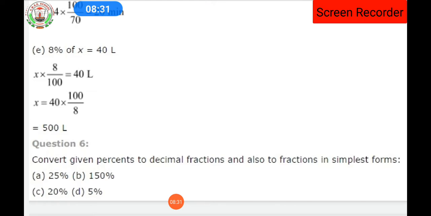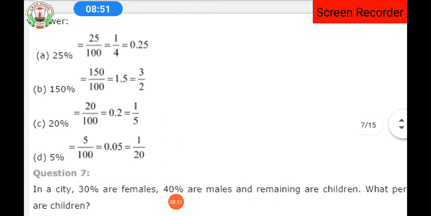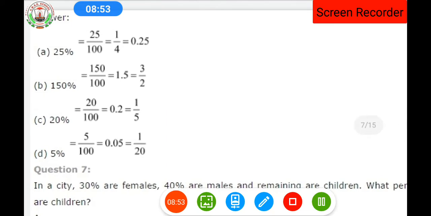Now next, we have the sixth question: convert the given percent to decimal fraction and also write the fraction in the simplest form. So dear student, here 25% is given. This 25% we have to convert to the decimal fraction, and after converting it we have to do the calculation to reduce it to the simplest form.